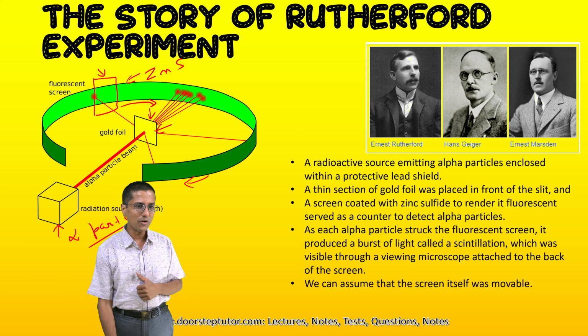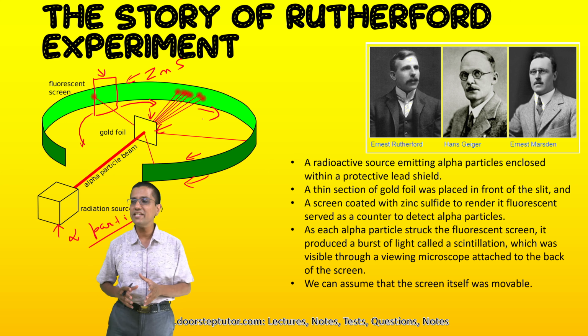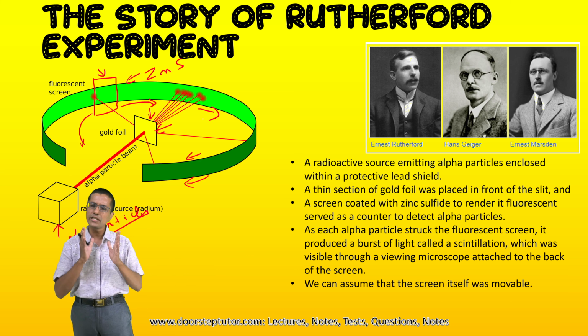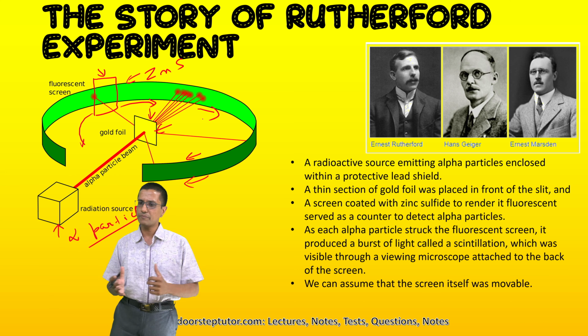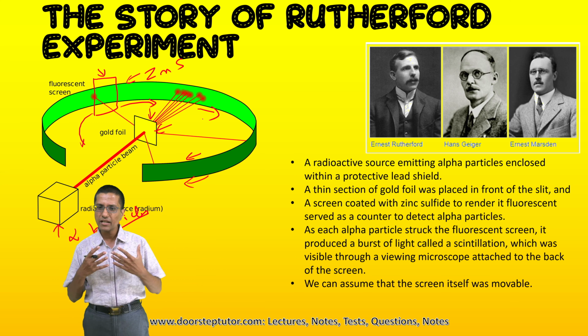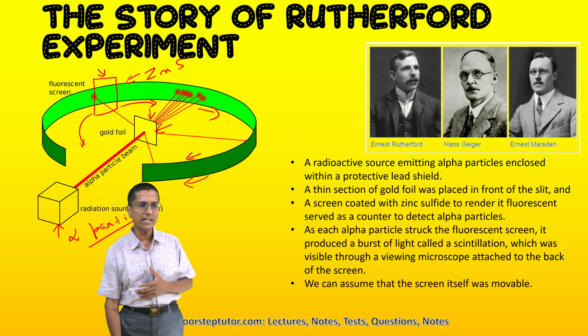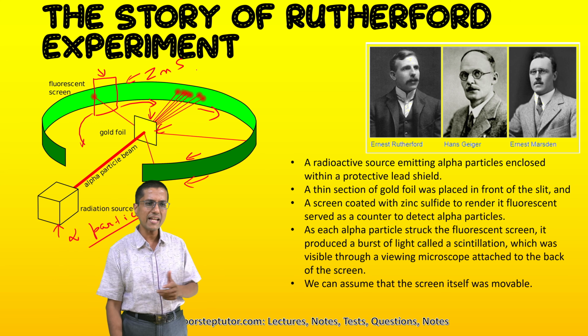So what would then happen is that they would just take this screen at various places around this gold foil and observe the alpha particles reaching at that particular location. So that was it. The experiment itself was very simple. So initially what they did was Rutherford and Geiger, they just thought that let's just put the screen right in front here, like as any experimenter would do.